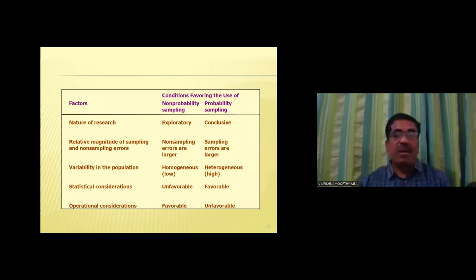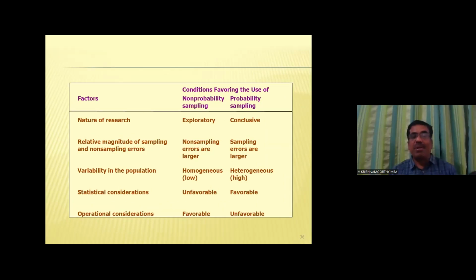Say for example, relative magnitude of sampling and non-sampling error. When you use non-probability sampling method, non-sampling errors are much higher, whereas when you use probability sampling method, sampling errors are larger. Similarly, let's take variability in the study population. Sometimes we may say the population is homogeneous or heterogeneous. Even if the population is homogeneous, we can use non-probability sampling method. If the population is heterogeneous, in such circumstances we don't have any other alternative. We are supposed to use only probability sampling method.